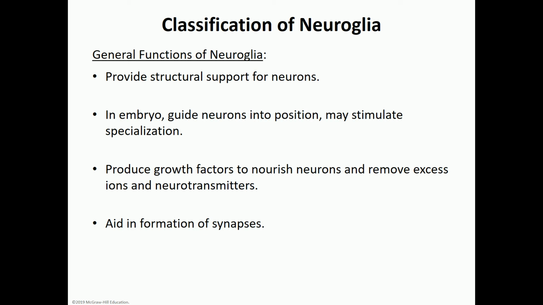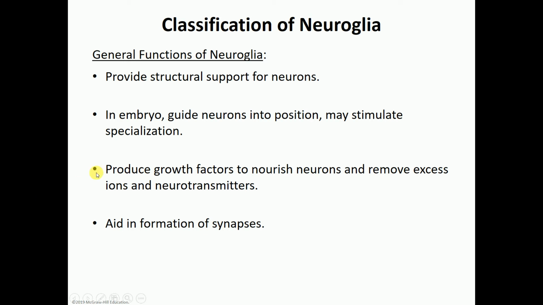The neuroglial cells also make growth factors that help to nourish and grow the neuron. They will remove any excess ions. So when we talk about how the action potential propagates or spreads on the nerve, we are going to be talking about a lot of ions, in particular sodium and potassium. So these neuroglia are responsible for removing any excess ions that might mess up this whole action potential.